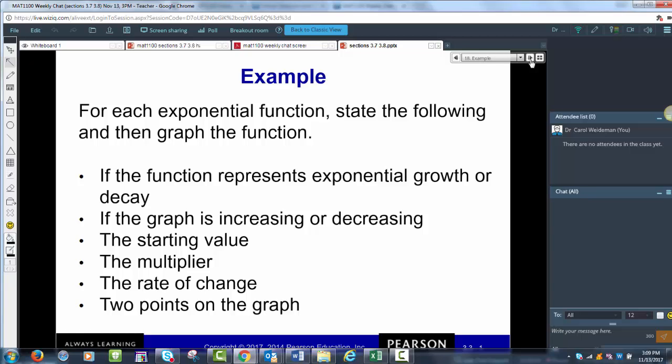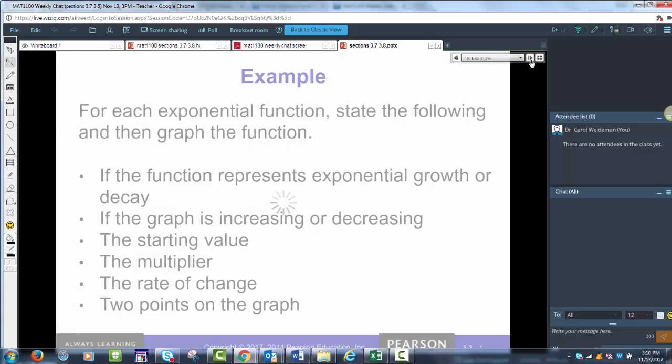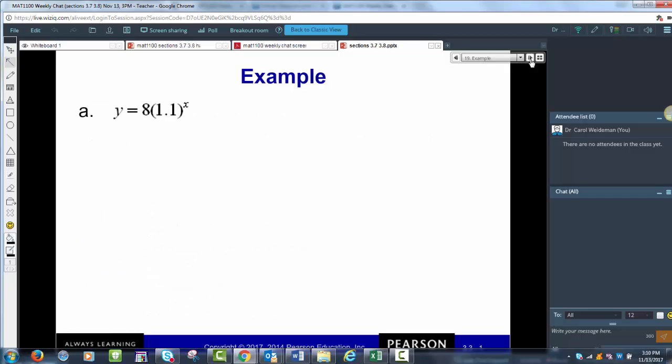For each exponential function, state the following and then graph it. If it represents growth or decay, if it's increasing or decreasing, the starting value, the multiplier, the rate of change, and then 2 points on the graph. So let's take a look at some examples. So here is one example.